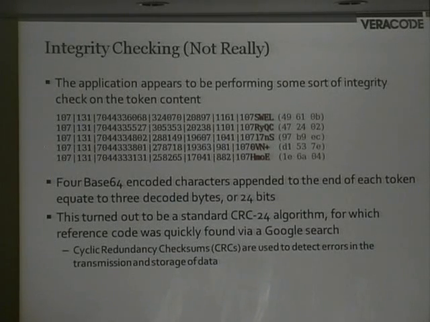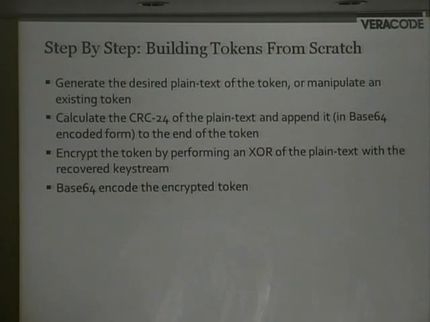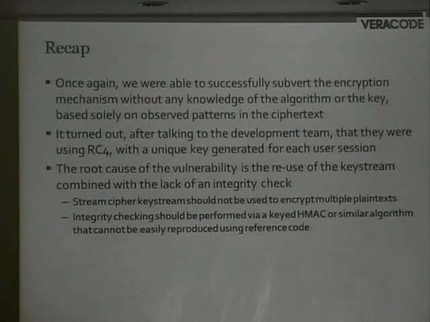So there were like 10 lines of code on Google that you could find for a reference implementation of CRC24. So now we can calculate that part too. Once we did that, it worked. So all you have to do is take a token that you found, decrypt it, change the statement number, calculate the CRC using reference code, encrypt it back using the keystream that you know, and then base 64 encode it to become a statement token. And that worked because all the pieces fell into place. All the things that the application was looking for matched up properly.